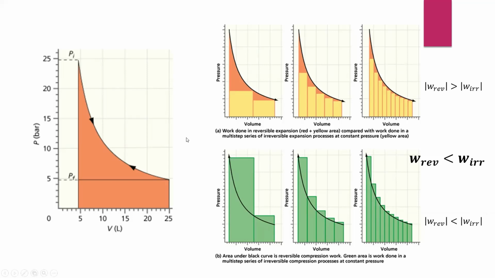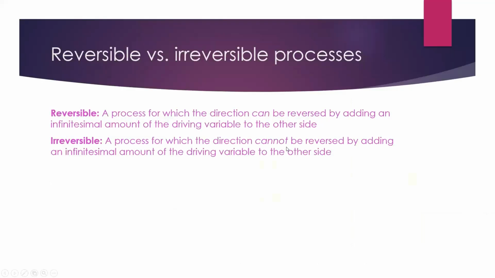The last thing I want to do, we talked about this throughout the whiteboard segment, but I wanted to show the definitions here of the irreversible and reversible processes. So reversible processes are defined as a process for which the direction can be reversed by adding an infinitesimal amount of the driving variable to the other side. And this is not true for an irreversible process. So again, as always with thermodynamics, the definitions are kind of obtuse.